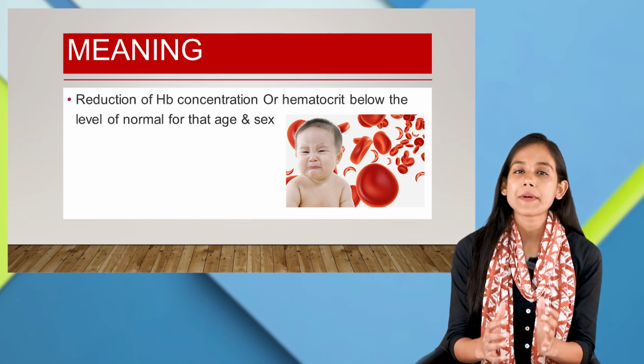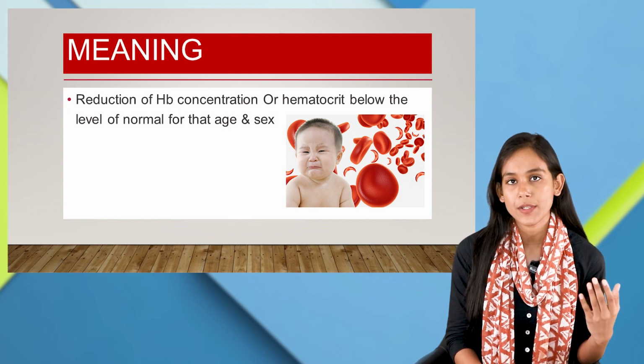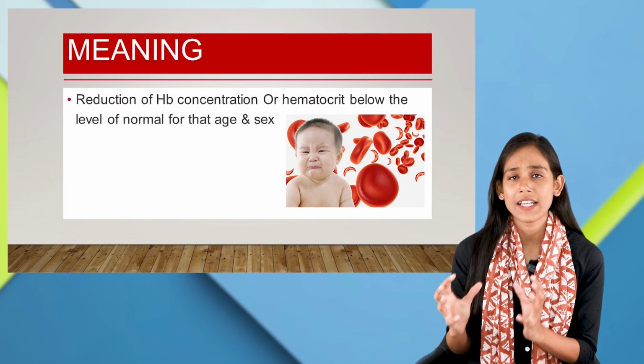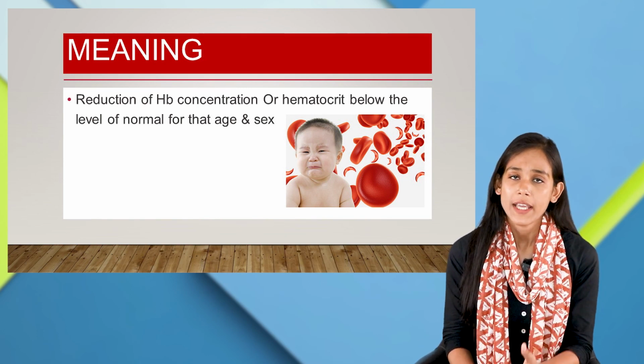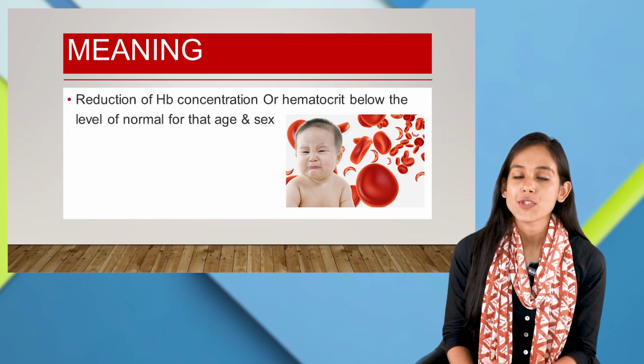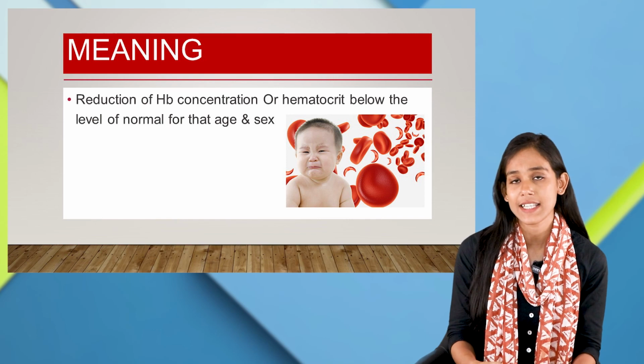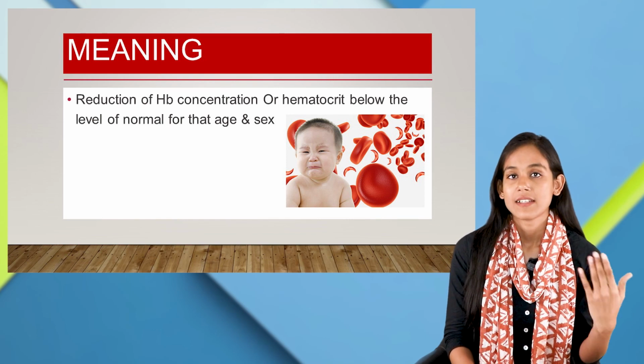So that means at a particular age and for a particular sex, there is a specific level of hematocrit or hemoglobin that should be there, right? So when the hemoglobin concentration is less than that normal level, we call it anemia. Well, here we are saying that if the Hb concentration is below normal level, we call it anemia, right? So next we should know what is the normal level of Hb concentration at a specific age.